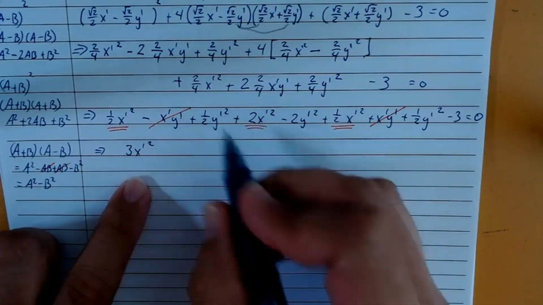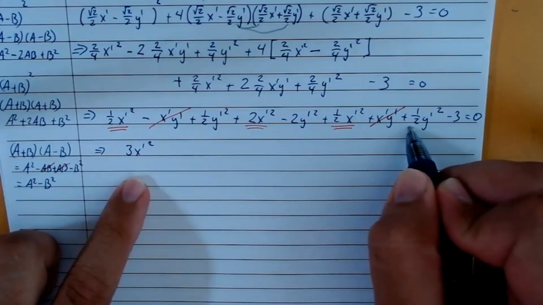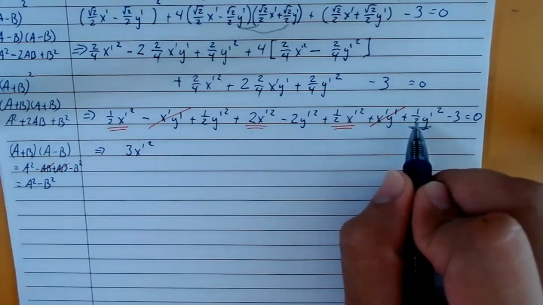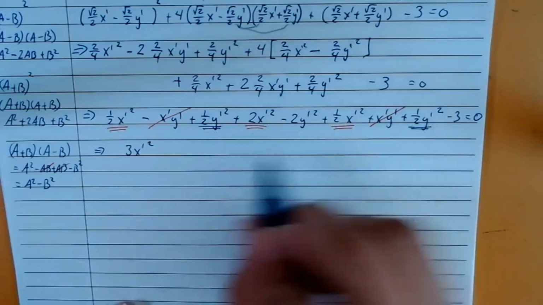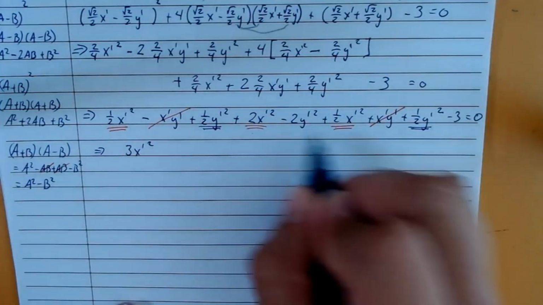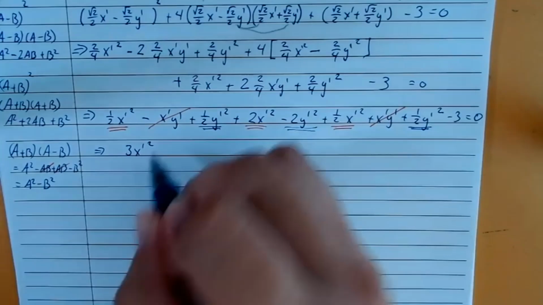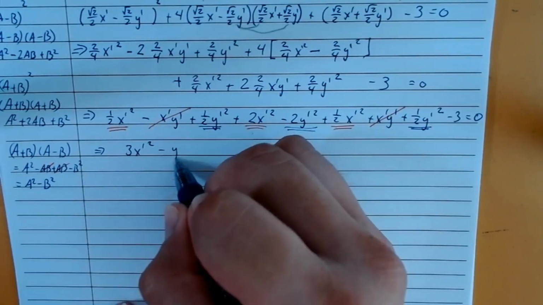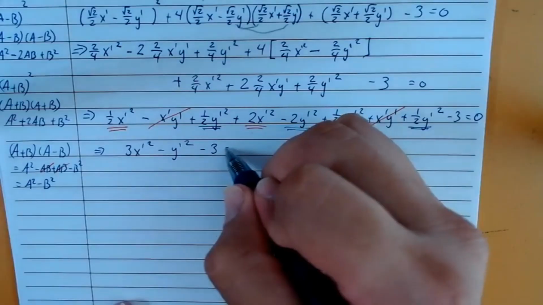And then right here, you may notice that we've got 1/2 y prime squared plus another 1/2 y prime squared, that's 1 y prime squared. But then I'm subtracting 2 y prime squared. So 1 minus 2 gives us negative 1 y prime squared. And then the 3, well, that's just a 3.